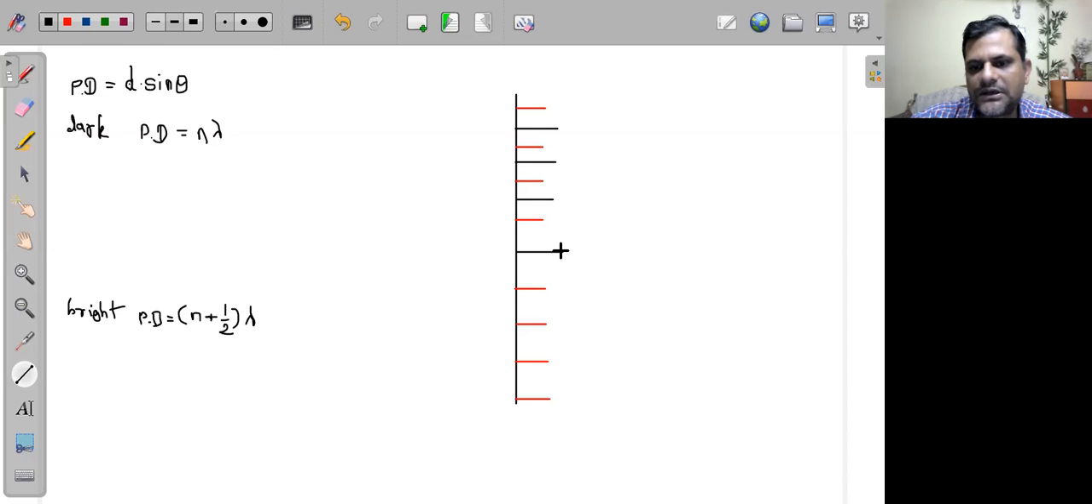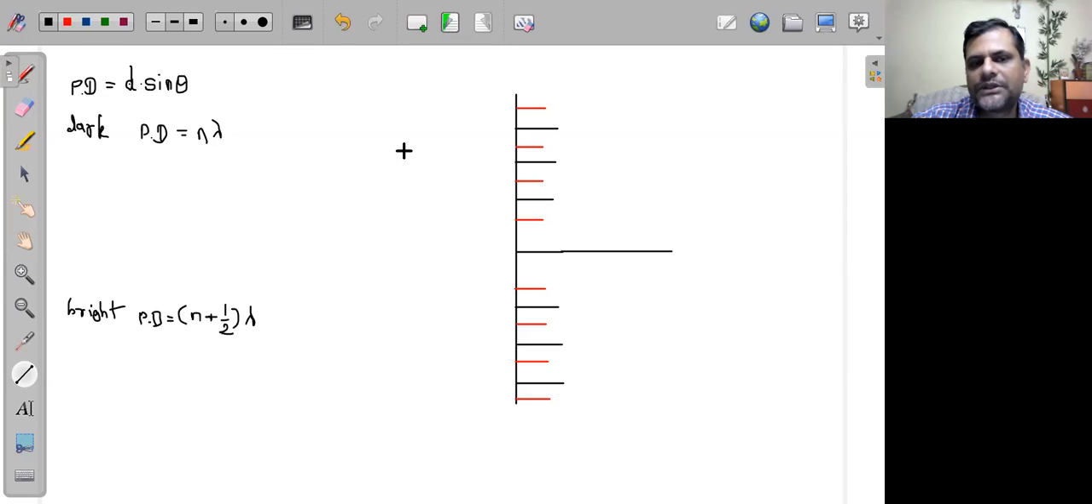This is the central bright band, which we will draw a bit longer so that we can understand. This is the central bright band, which is different from all these. Here also on this side we can have this first bright band. This is the second bright band again. This is going to be the first, second, third bright band in this way.